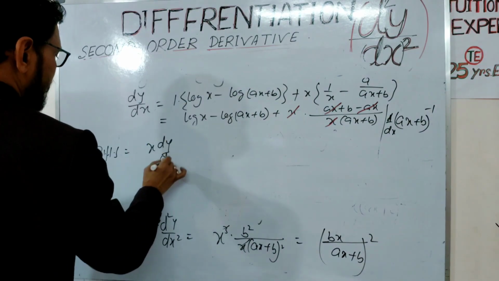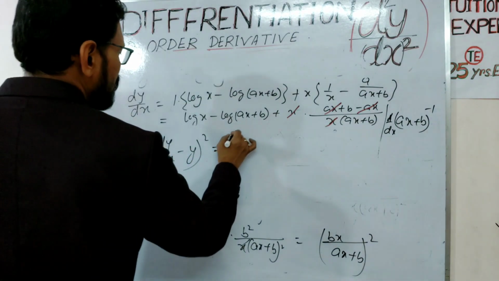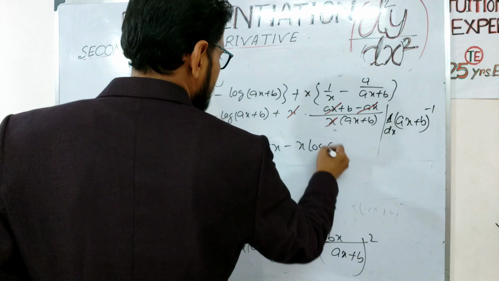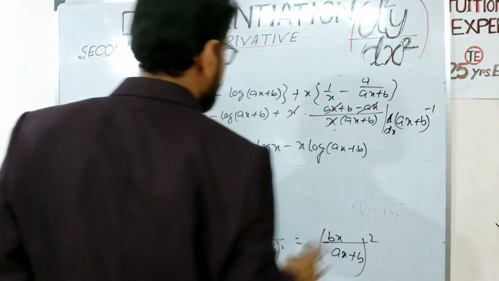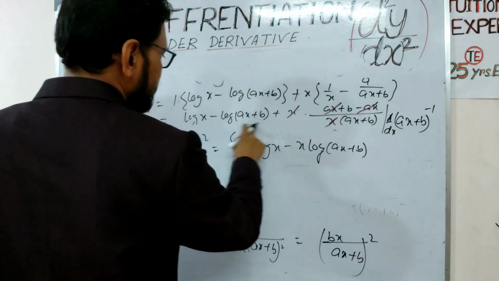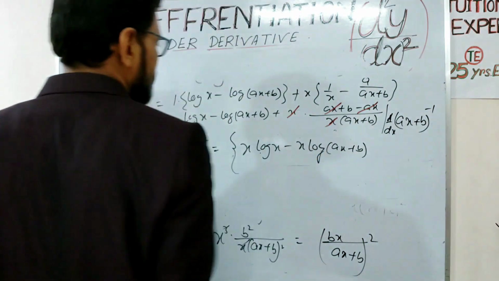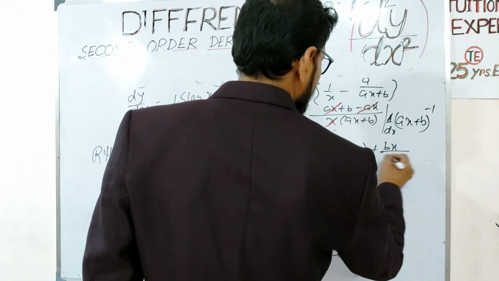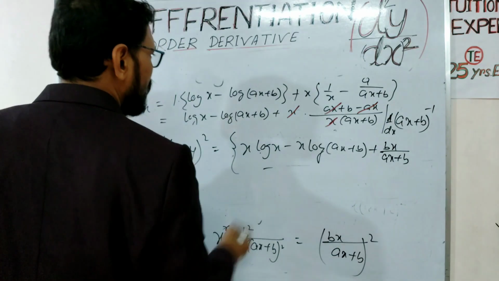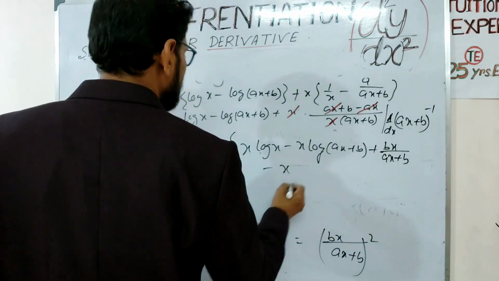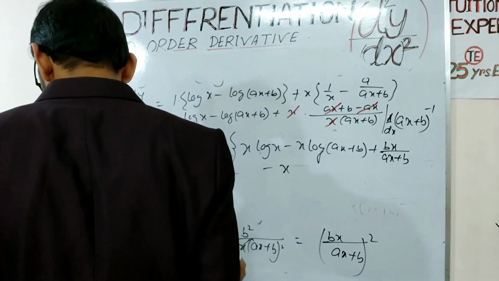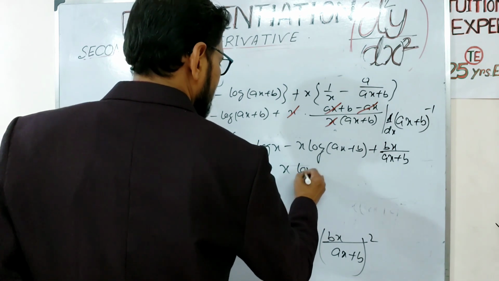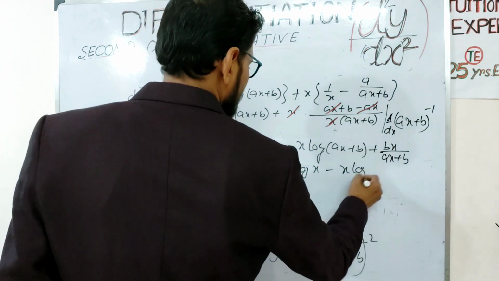x dy by dx minus y whole square, which is equal to x into dy by dx equal to this log x minus x log x plus b, that is multiplied by x, multiply with x on this dy by dx. So x log x minus this plus bx by x plus b minus y. What is y? Y equal to x into log x minus x log x plus b.